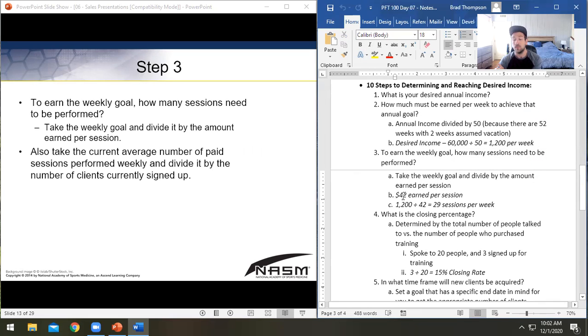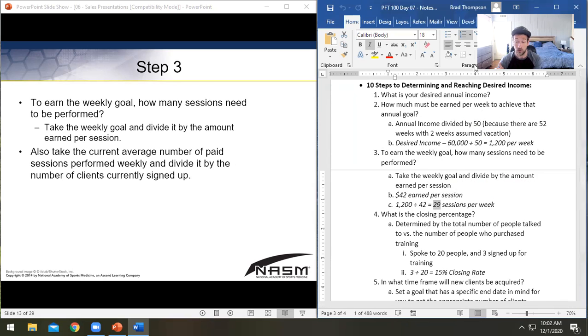Now here, this is where your prices are already determined for you. So if you're working in a gym and let's say you're working at Equinox, I think it's somewhere around 42 an hour, right? So if you want to earn 60,000 a year working at Equinox, you would take that 1,200 per week and divide it by 42. So 1,200 divided by 42, that means you need to work about 29 sessions per week. So that's one way to do it.